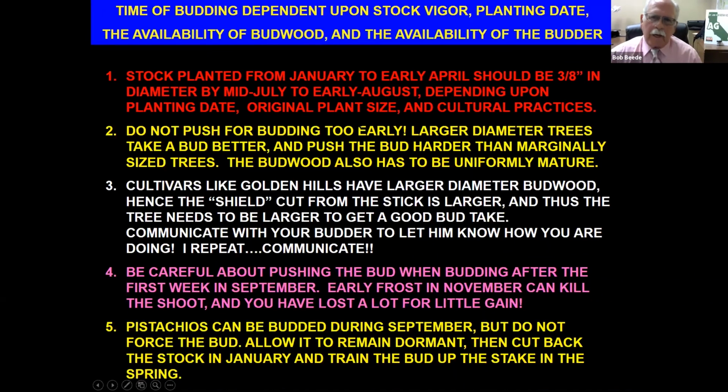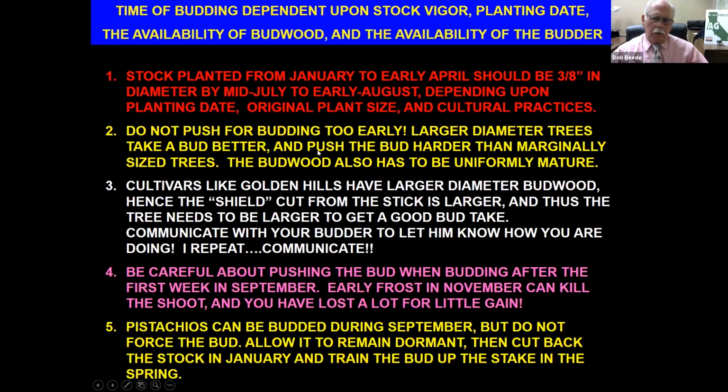So let's talk about the time of budding. The time of budding is dependent upon rootstock vigor, planting date, the availability of budwood, and the availability of the budder. Stock planted from January to early April should be at least 3/8 and more like a 1/2 inch by mid-July to early August, depending upon when you planted it, the original plant size, and the cultural practices.